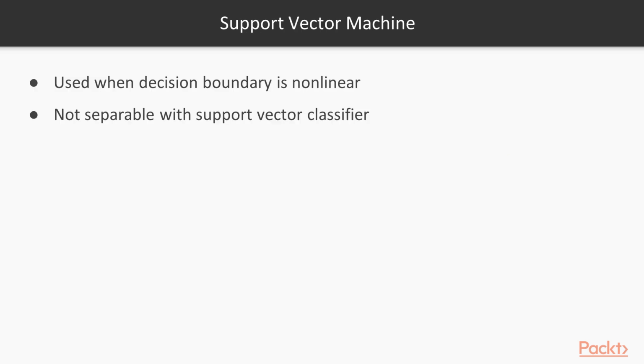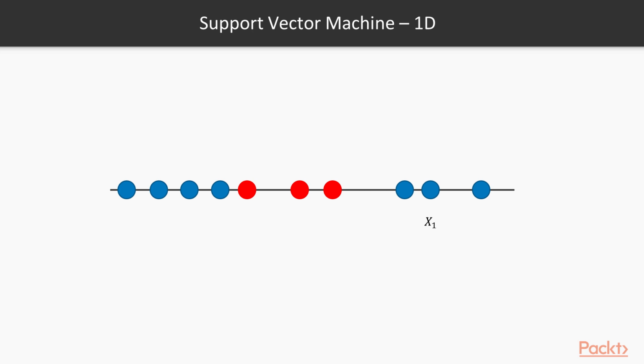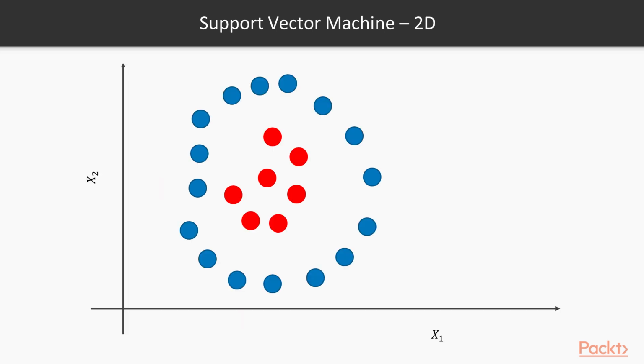The third type is support vector machines. They are used when the decision boundary is non-linear and would not be separable with support vector classifiers, whatever the cost function is. The diagram illustrates the non-linearly separable cases for both one dimension and two dimensions. It is apparent that we cannot classify using support vector classifiers, whatever the cost value is. Hence, we need to use another way of handling the data, called the kernel trick, using the kernel function to work with non-linearly separable data.